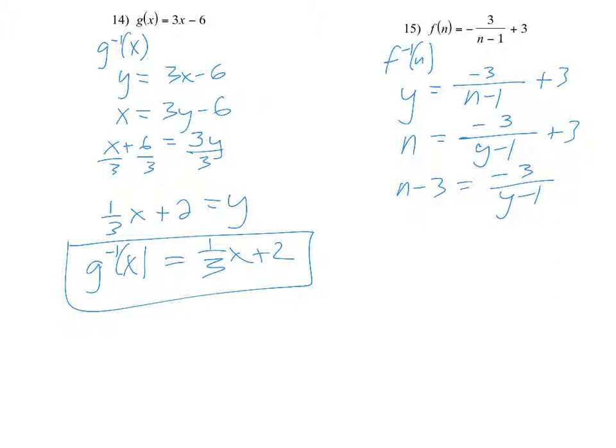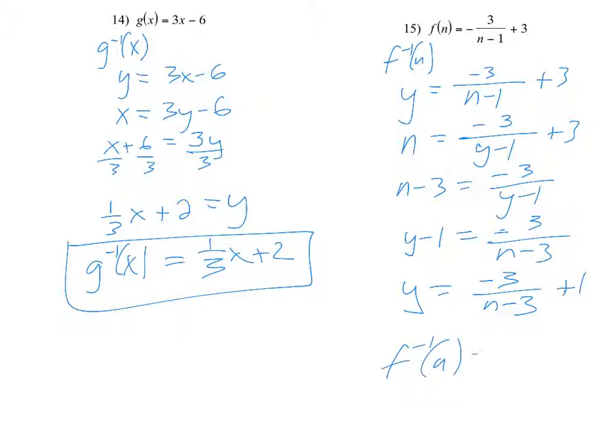Cross multiply: multiply both sides by y minus 1 and divide both sides by n minus 3. So we're going to get y minus 1 is equal to negative 3 over n minus 3. Add 1 to both sides: negative 3 over n minus 3, plus 1. So f inverse of n equals negative 3 over n minus 3, plus 1.